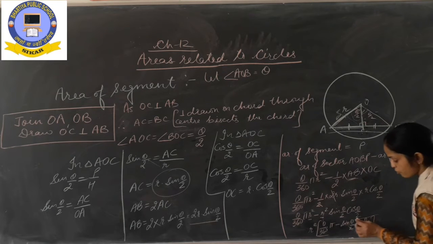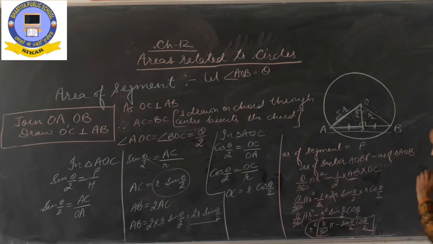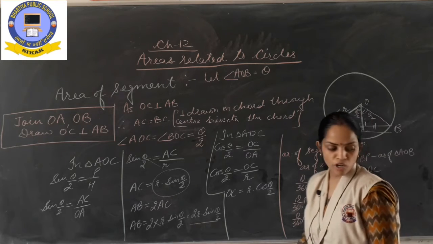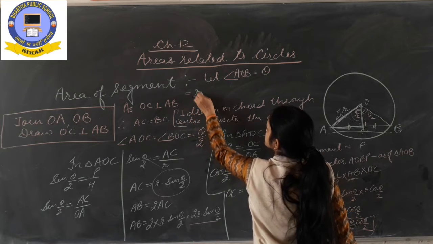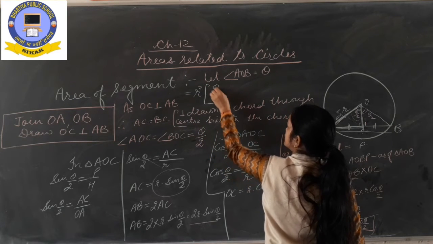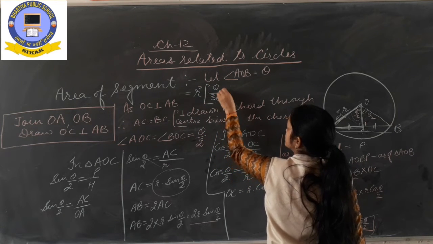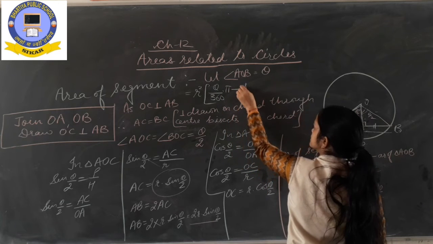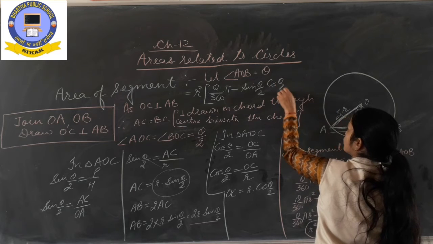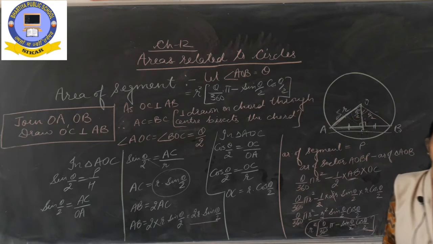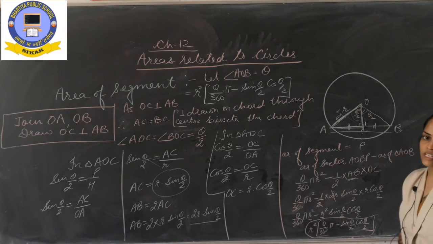So here is the formula for area of segment. The formula for area of segment is equal to r square multiplied by theta upon 360 multiplied by pi minus sin theta upon 2 cos theta upon 2. You have to learn it for finding area of segment.